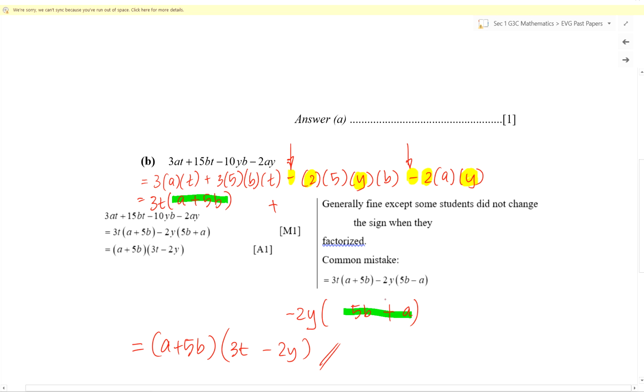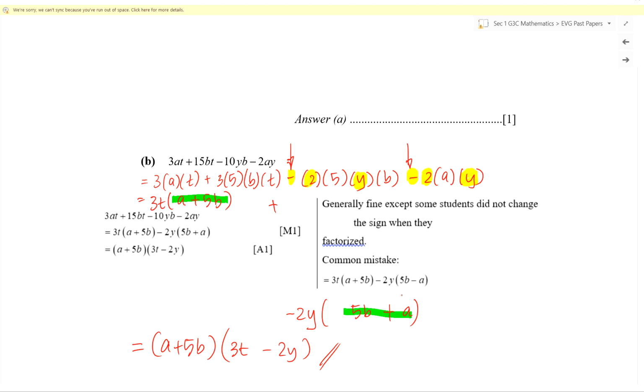Okay, and this is the common mistake. When you factorize out negative 2y, we are supposed to end up with 5b plus a. But what happens is that students tend to put 5b minus a. They only changed one sign, they didn't change the other sign. Then they are stuck, because there's nothing to factorize.